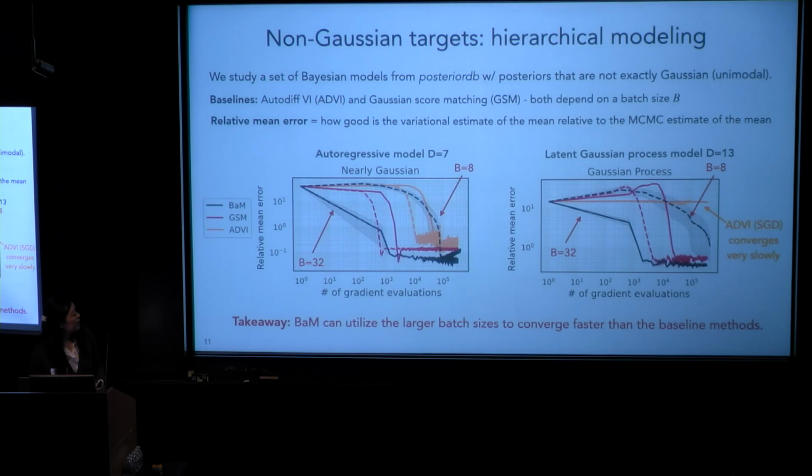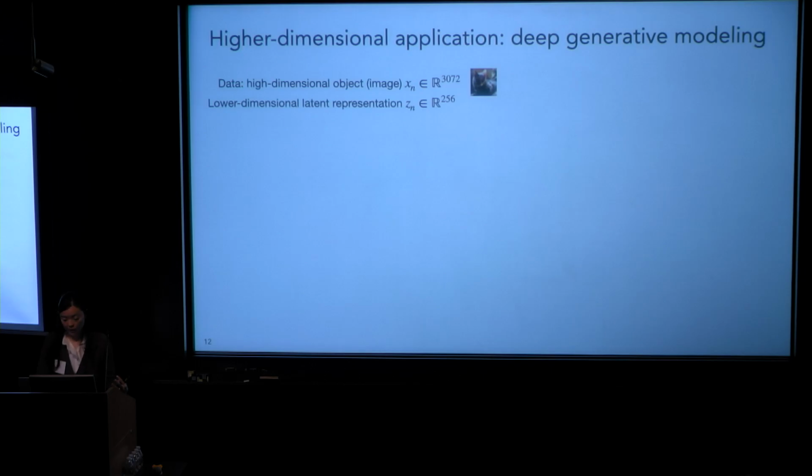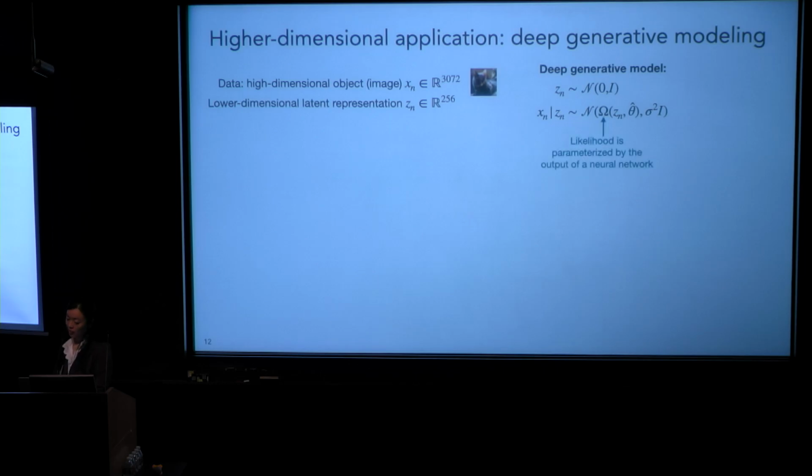So next, we looked at a higher dimensional application arising from deep generative modeling. Here we have data represented by a high dimensional object, an image, and we would like to model a lower dimensional latent representation of the image. So we can specify a deep generative model of the following form, where our latent variable Zn comes from a Gaussian, and then Xn given Zn is Gaussian, where the mean is parameterized by the output of a neural network.